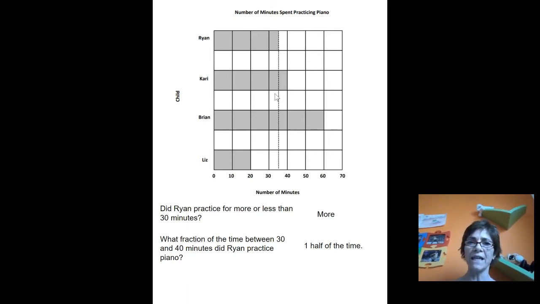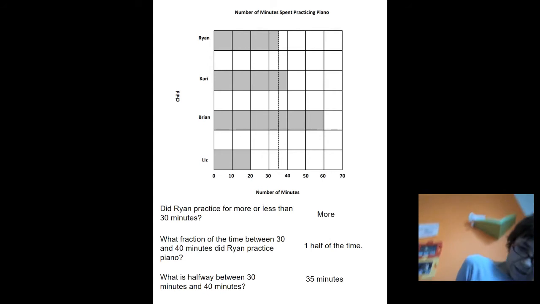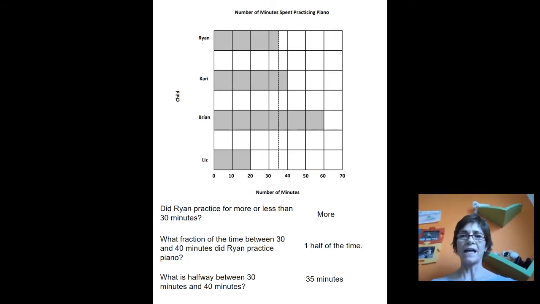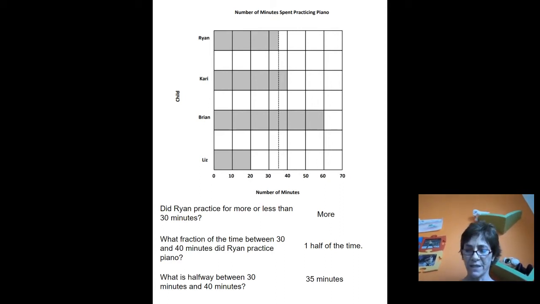So we have 10-minute intervals, right? So from 0 to 10, 10 to 20, 20 to 30, 30 to 40. So halfway between 30 and 40 minutes is what? What is halfway between 30 and 40 minutes? It's 35, right? 5 minutes is half. They're 10-minute intervals, so 5 is half of 10. So that would be 35 minutes.